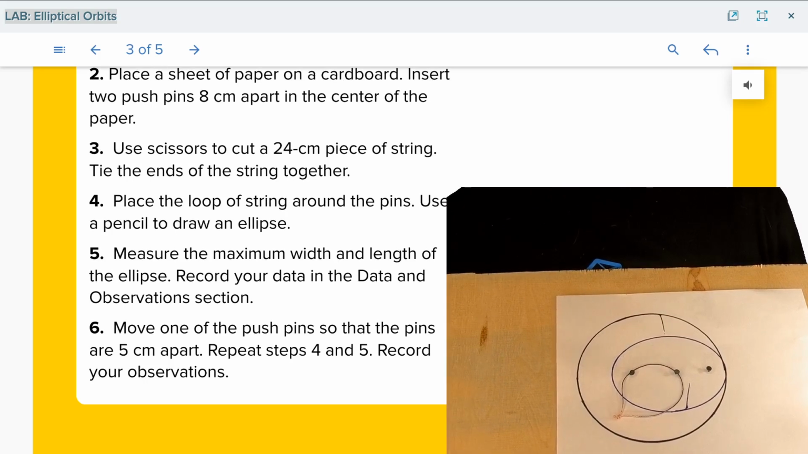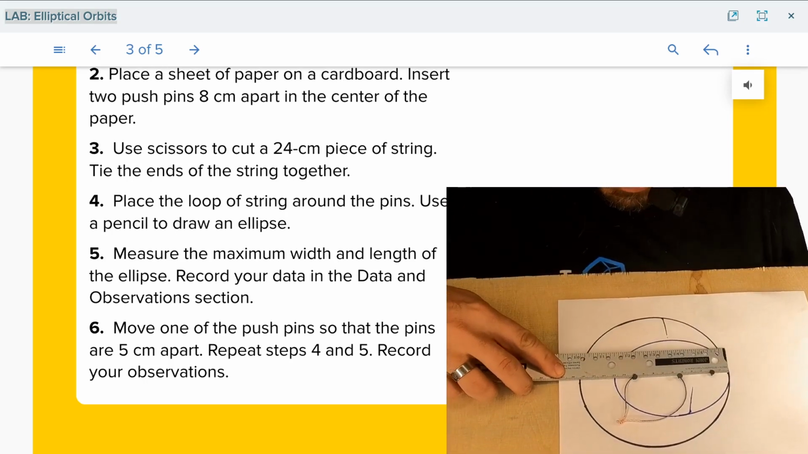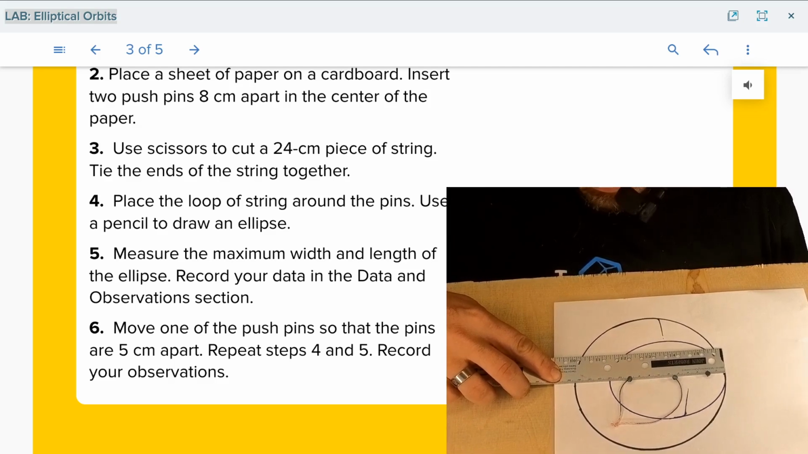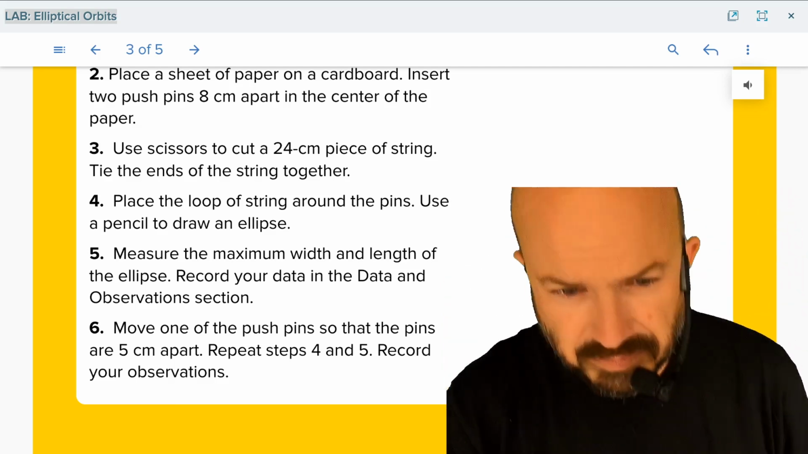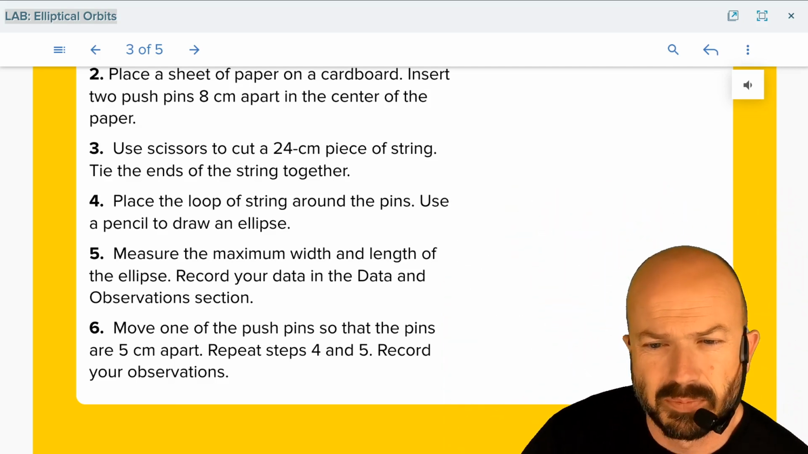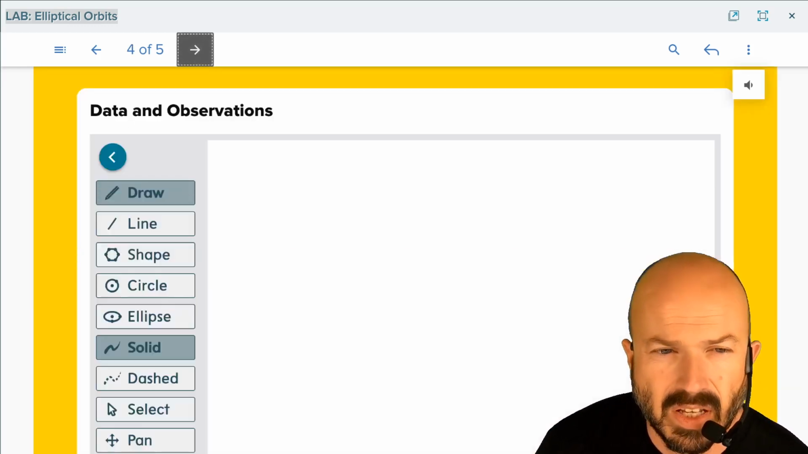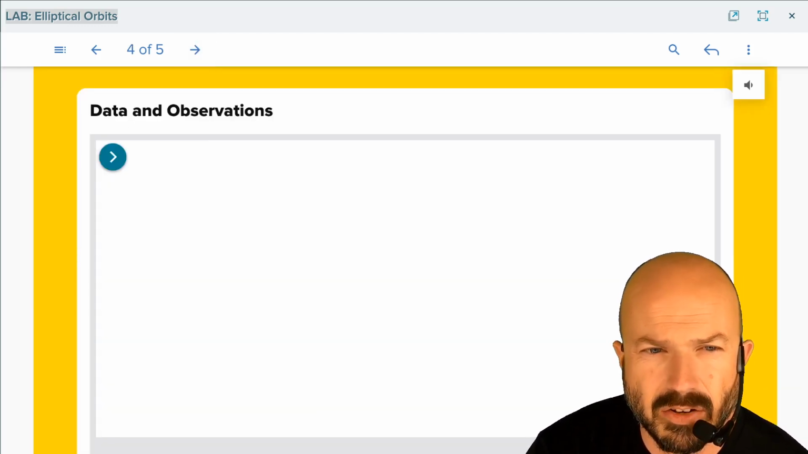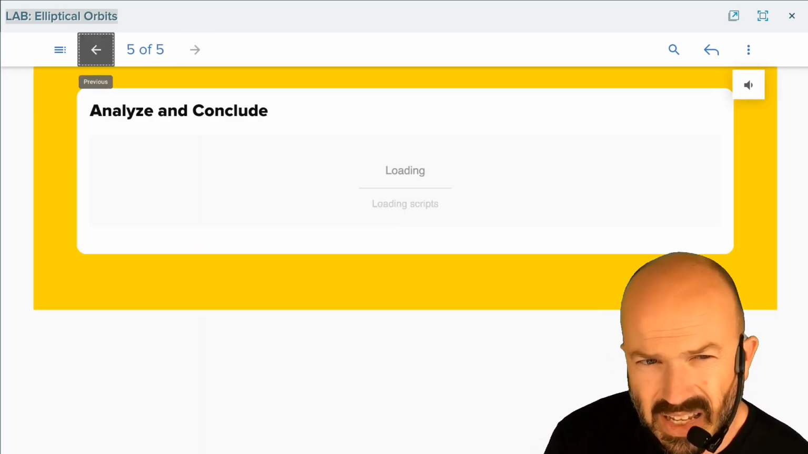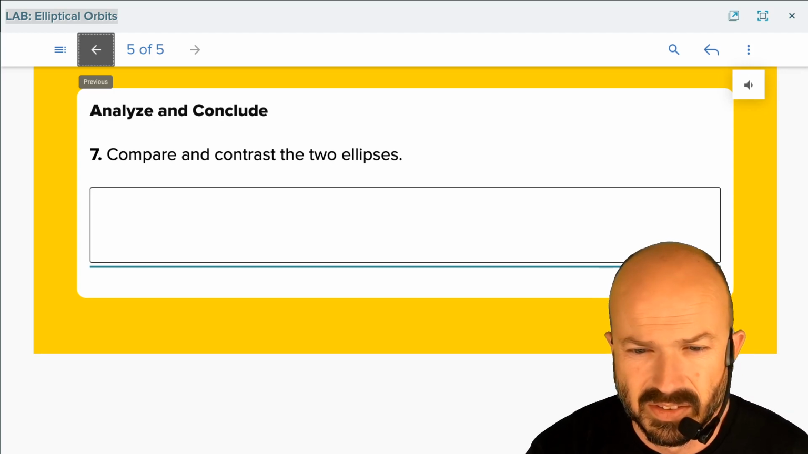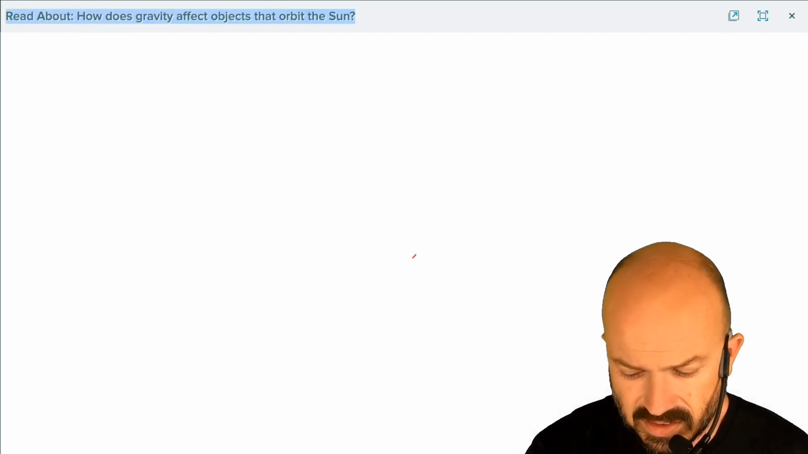And let's just go ahead and measure for the larger one. For the larger circle, we end up with a diameter of about 15.5. Let's go to our questions. So, can you record your data and your observations? And let's analyze and conclude. How would you compare and contrast the 2 ellipses?